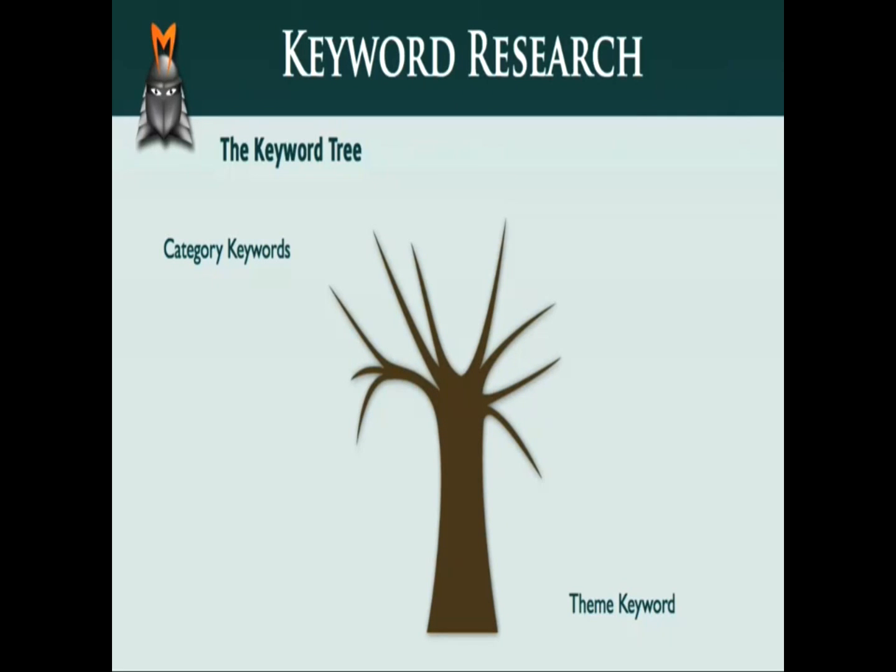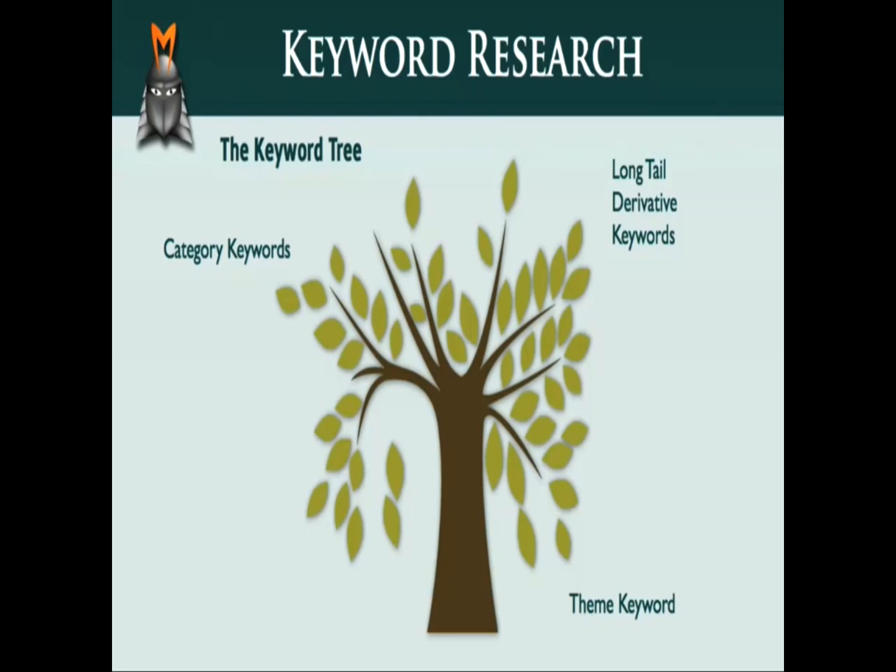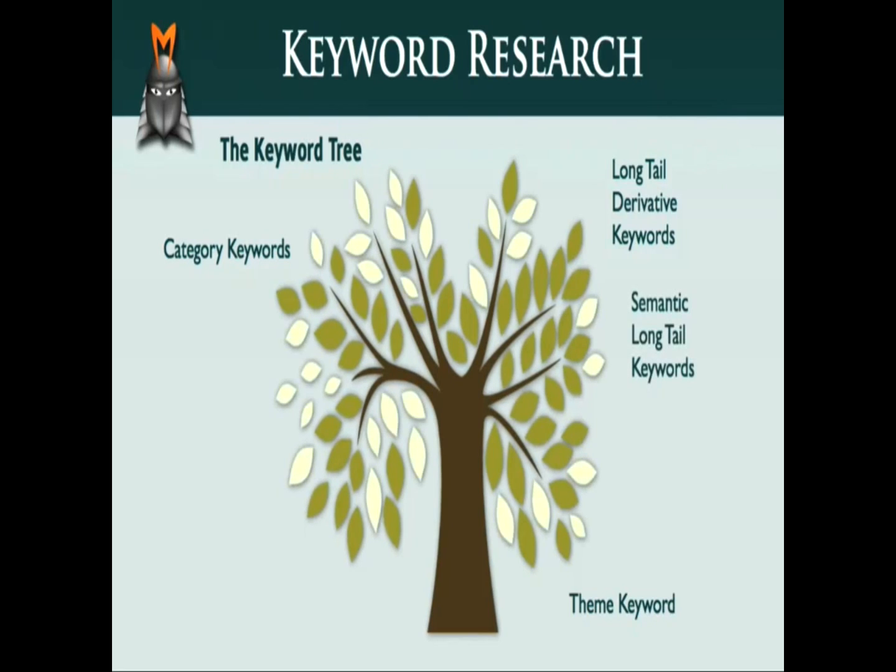Today, I'd like to introduce you to two additional types of keywords. The first type are called long-tail derivative keywords, and the second type are called semantic long-tail keywords. These keywords give your website greater breadth and relevancy and are equivalent to the leaves on your keyword tree. So let's take a look at each of these new keyword types in more detail.